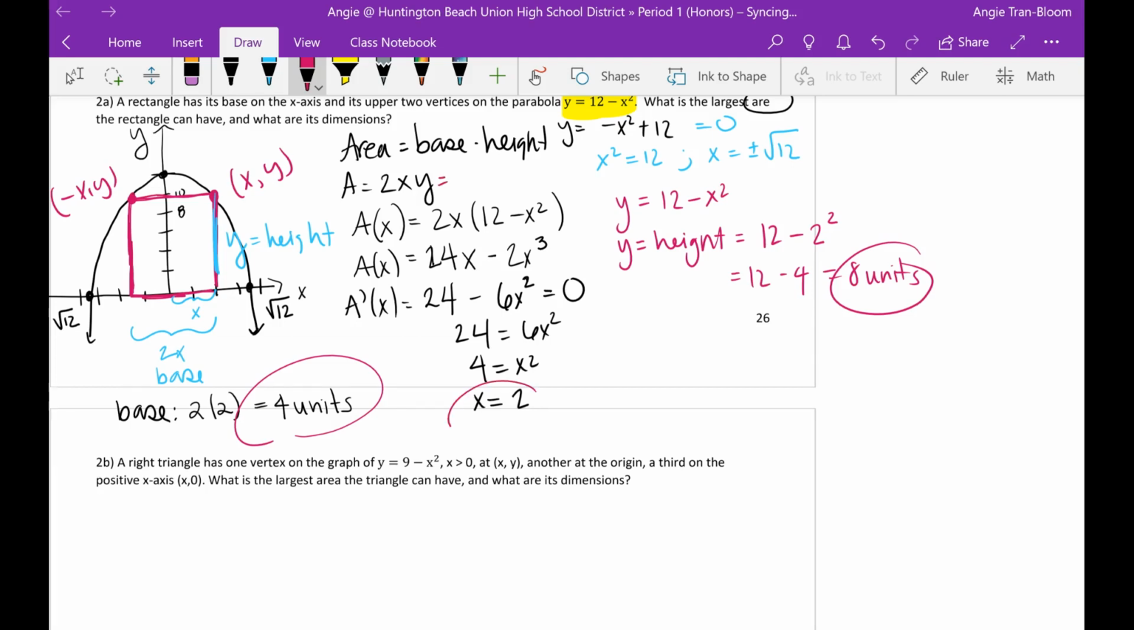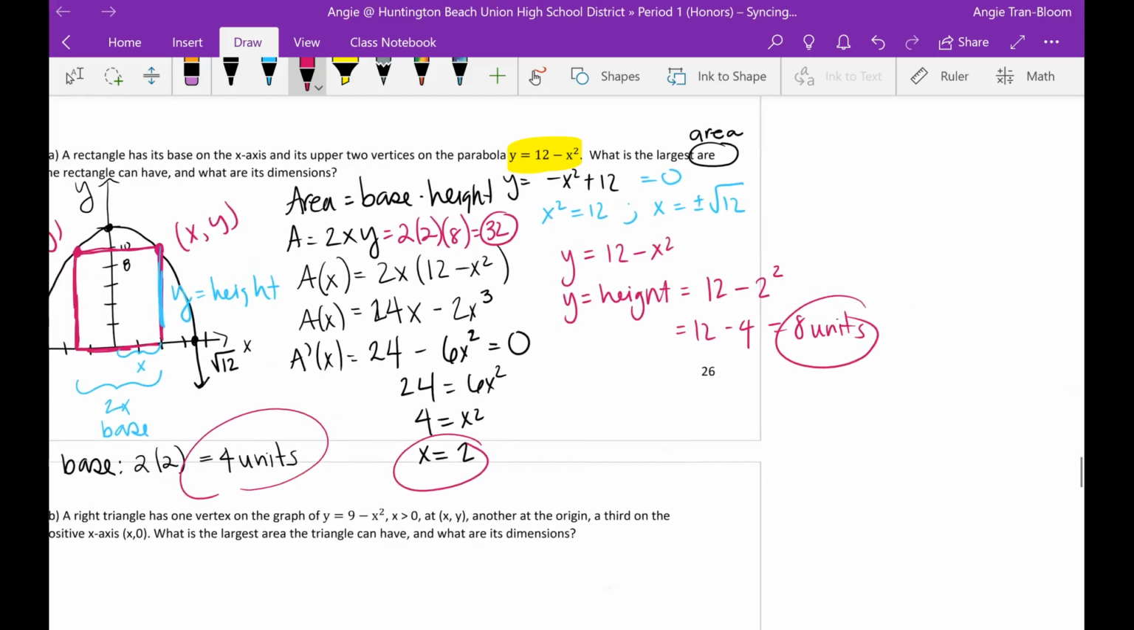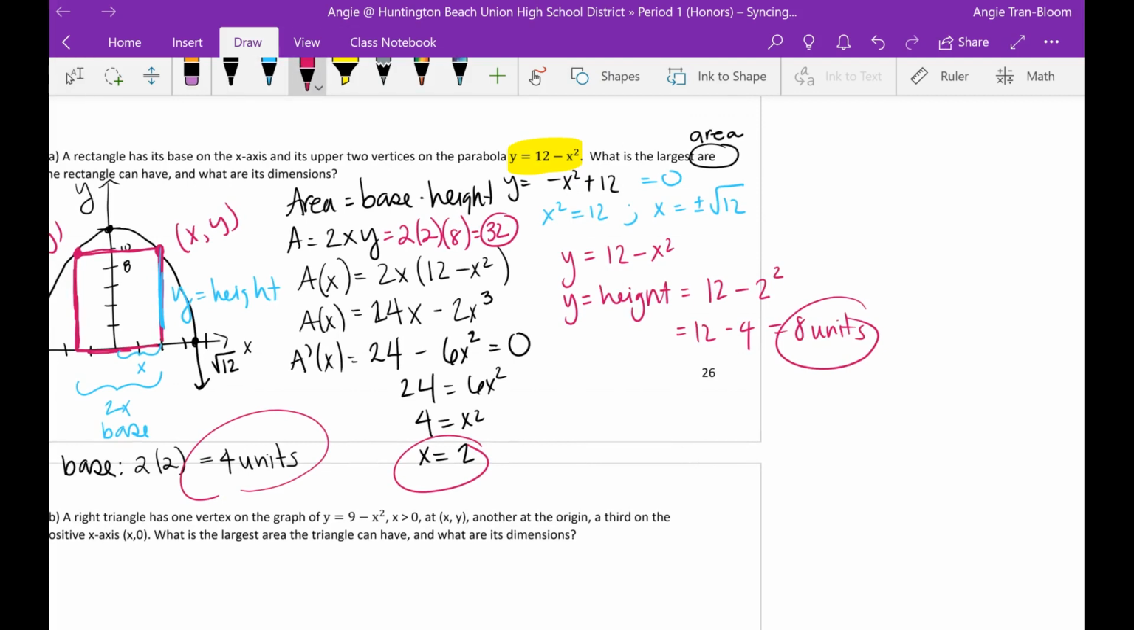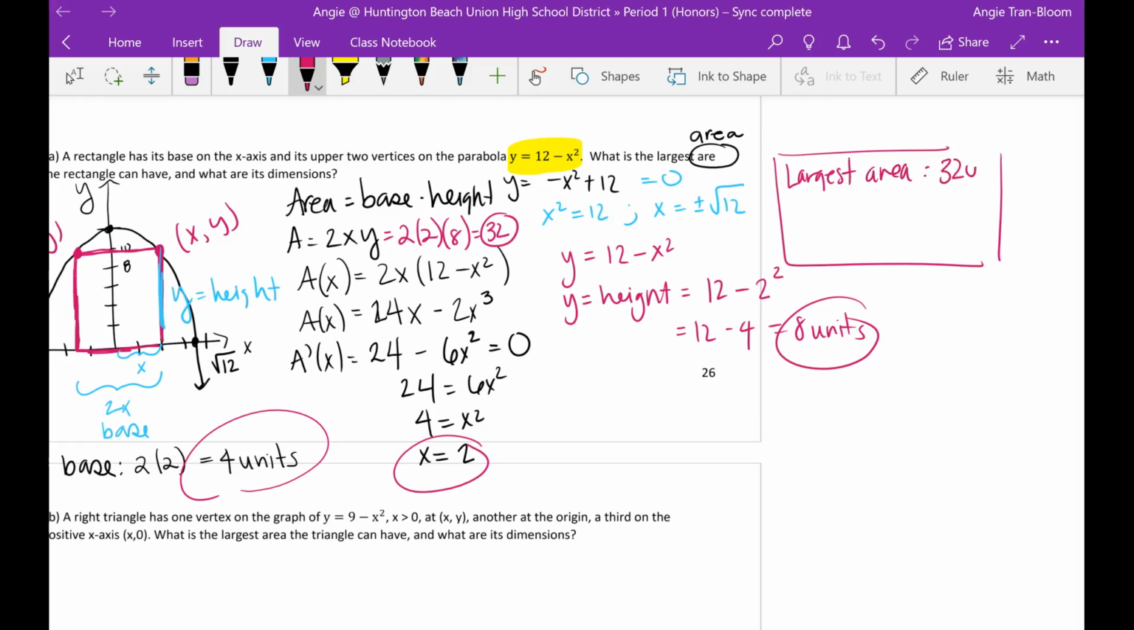Okay, so x was 2. So 2 times the height was 8. So this is 32. So let's put it together in a box so it's organized here. So max area, or the largest area, is 32 units squared.